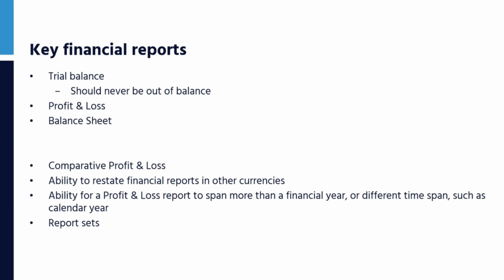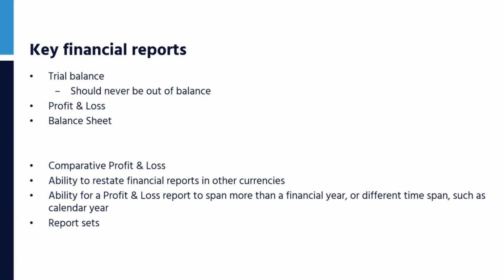There's also the comparative profit and loss. I actually prefer that to the bog standard profit and loss, depending on whether I'm wanting to compare budget or not. And you have the ability to restate those financial reports in other currencies. So if you have a parent company and they're all about the US dollar, you can actually choose the currency that you want to state your financial reports in as you run them, and run them in those flavors as well. So that's pretty cool.